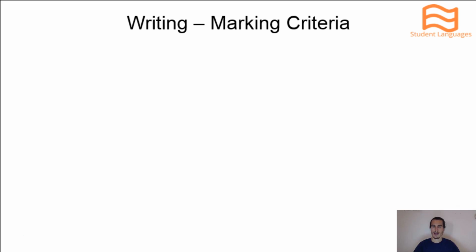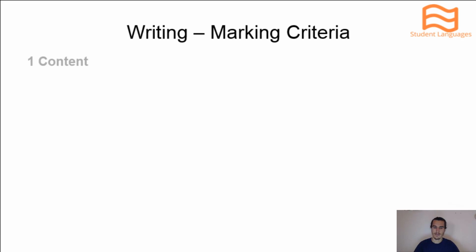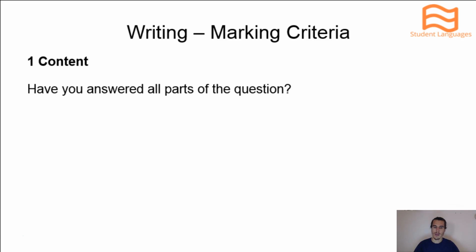Okay, so let's look at the marking criteria. I told you what these were in the last lesson, but what we're going to do now is have a look at them in a bit more detail. So, content. When you're thinking about your writing, you will be assessed on the content, so you need to make sure that you have answered every part of the question. There might be a couple of different ideas in the question, and you need to make sure that you answer both of those ideas or topics.